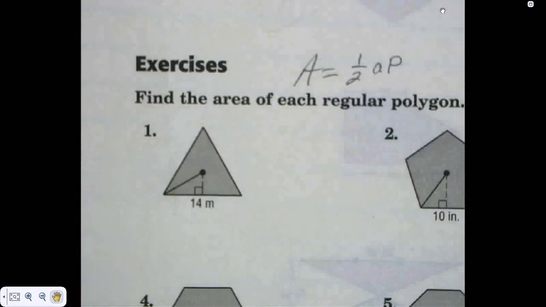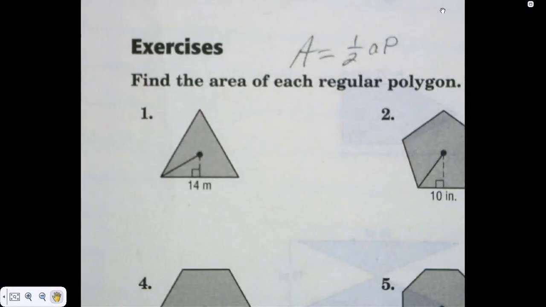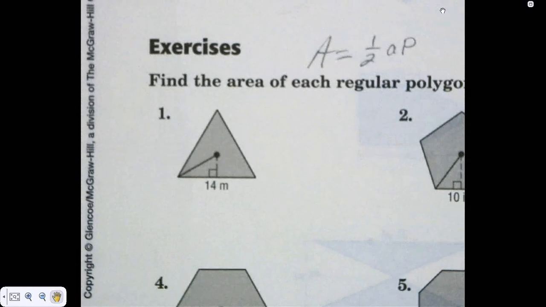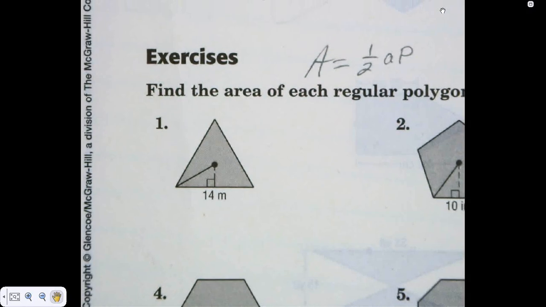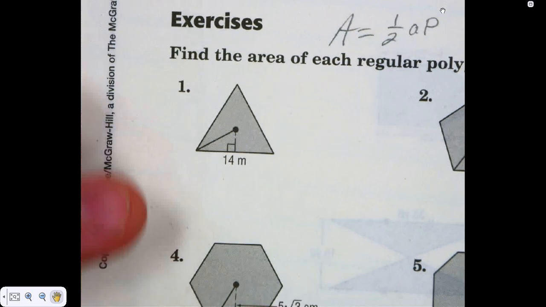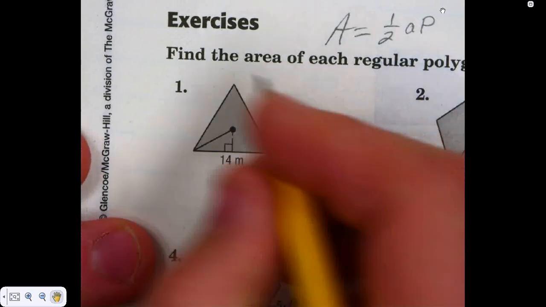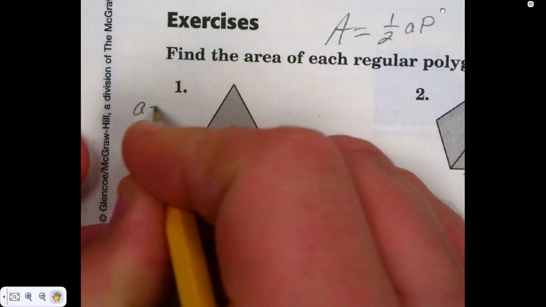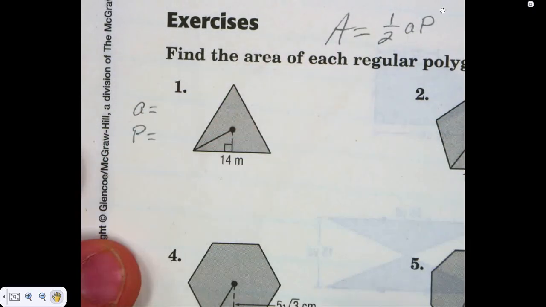Here with number 1. I have learned from my mistakes as a teacher. Before I did this section last year, we did not go over special right triangles again and trig functions. Should have, because you need to be reviewed on it before you get into this, because you're going to use a lot. But in this section, basically you have two things you need. You need the apothem and you need the perimeter.